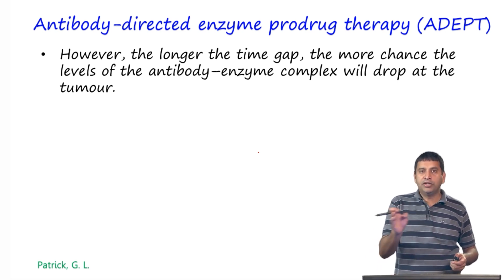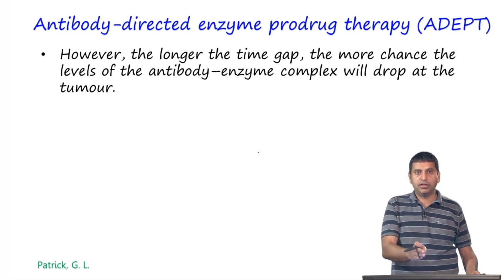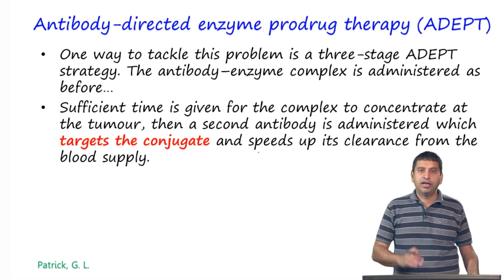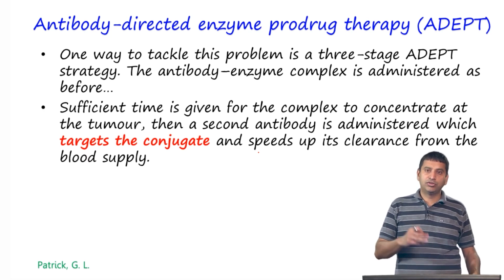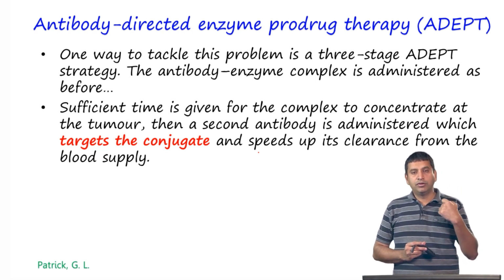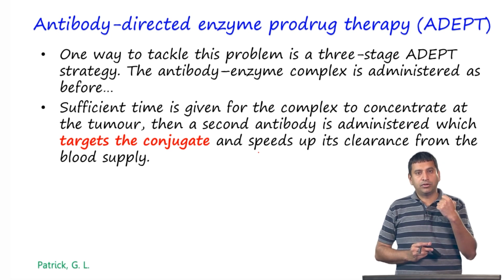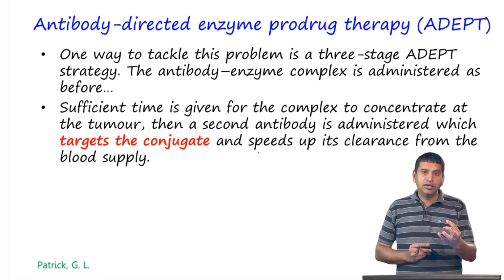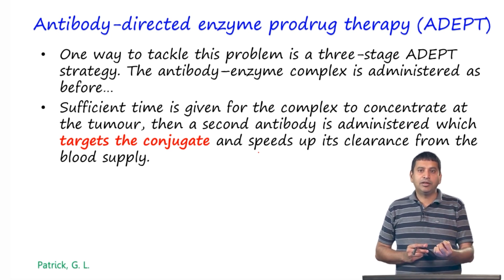So, you need to optimize the time gap between the administration of the antibody enzyme complex and the drug. One way to address this is to use a 3-stage ADEPT. Here the antibody enzyme complex is administered as we would do normally. Then you give enough time so that the complex concentrates at the tumor. Then we would add a second antibody.